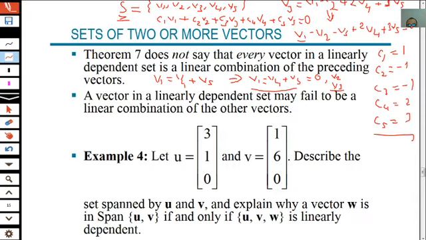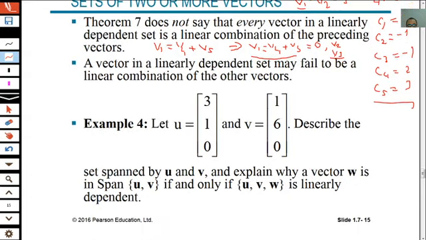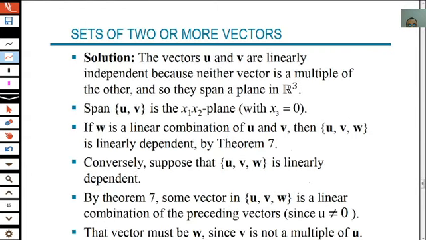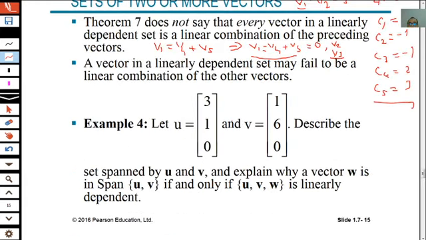So at the beginning we understood that, if you remember, the set spanned by u and v is the linear combinations of the vectors u and v, and the vectors u and v are linearly independent because neither vector is a multiple of the other, and so they span a plane in R cubed. You see, u is not a multiple of v.